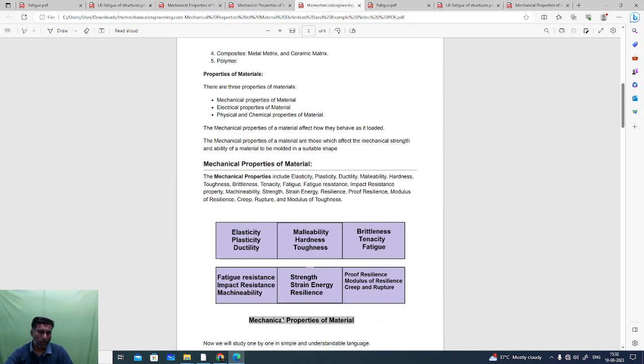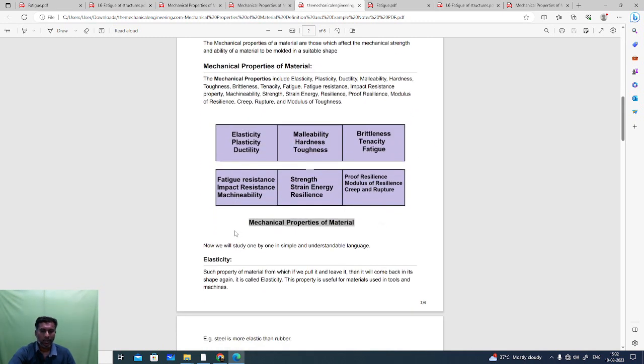First one, mechanical properties, which we already discussed. What properties are included? Strength, elasticity, plasticity, ductility, malleability, hardness, toughness, brittleness, tenacity, fatigue resistance, impact resistance, machinability, strain, resilience, proof resilience, modulus of resilience, modulus of rupture, and modulus of toughness. These are all the factors affecting the material. These are all the mechanical properties.